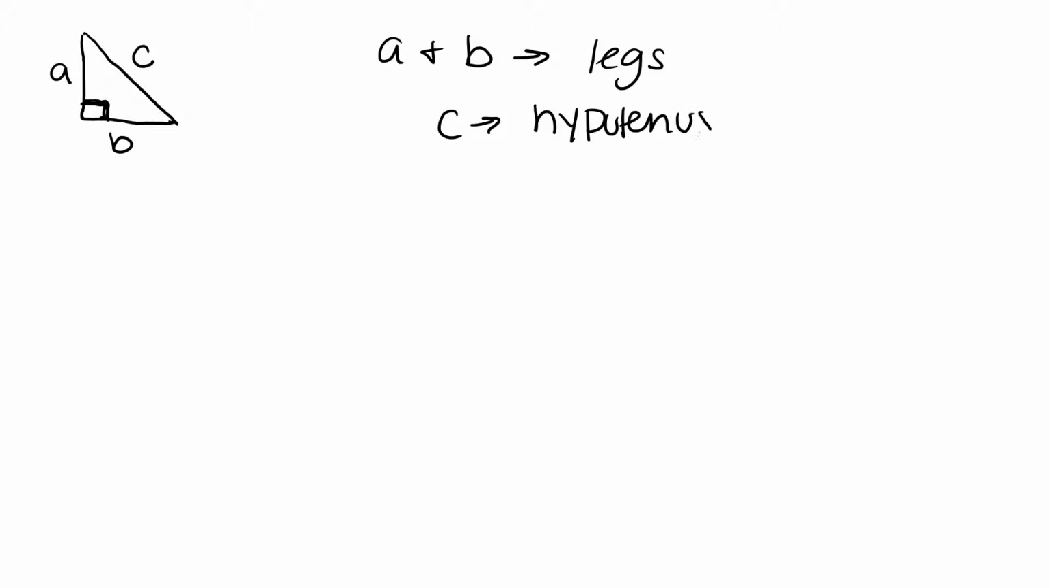On a triangle, the sides of the triangle, labeled A and B, are called the legs. The diagonal line C is called the hypotenuse. It's important to note that C is always the longest side.